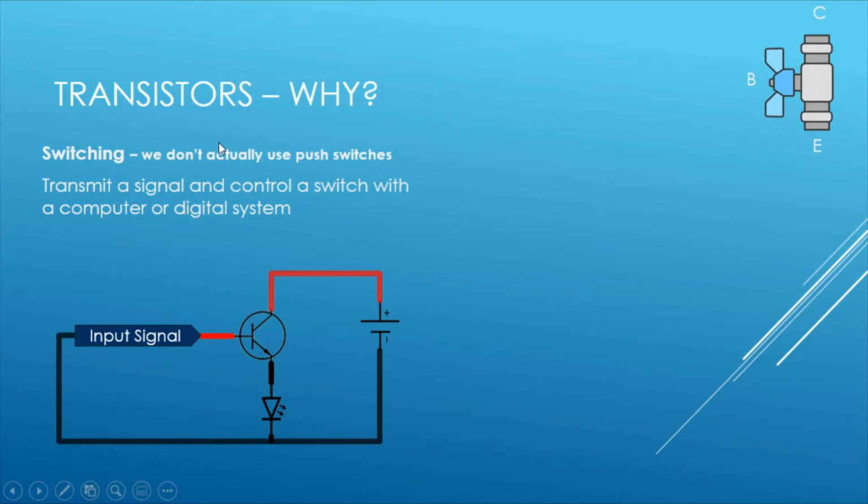Now, you might be thinking, why use these transistors? We've had to add in switches and stuff. Transistors basically make up all the electronic appliances you have now, and they are used for two primary functions. Switching. Obviously, we don't normally put switches here. It's usually a digital signal that allows this to open and close very rapidly. So we can transmit a signal, and we can open and close a switch, allowing current to flow through. And we send this signal through with a computer or a digital system of some sort.